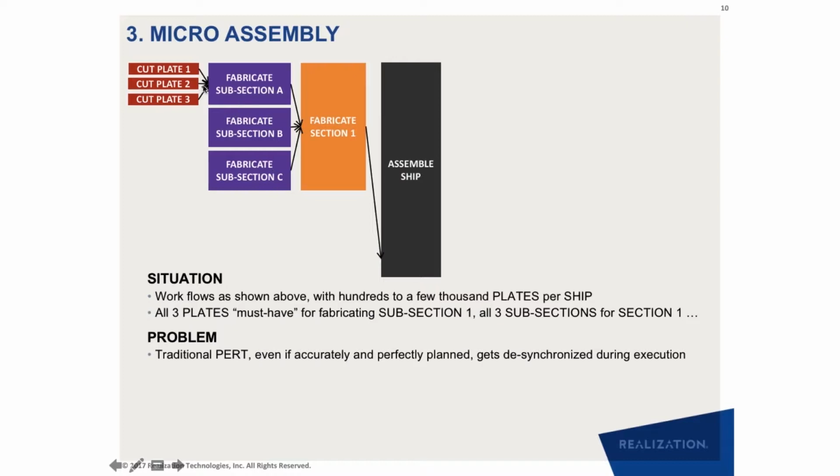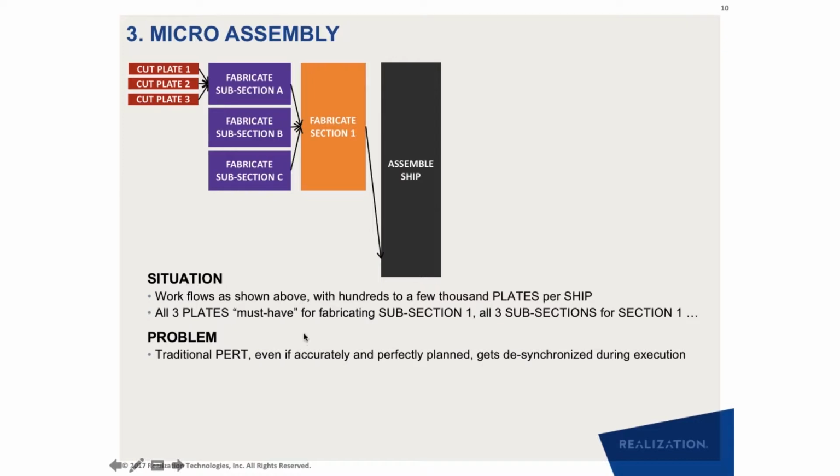Now, to take a very small ship example, you might cut a set of plates, you fabricate them into a subsection, then you fabricate those subsections together into a higher level section, and then you fabricate those multiple sections into the ship. And even for a pretty small boat, this can run into a few thousand plates per ship.